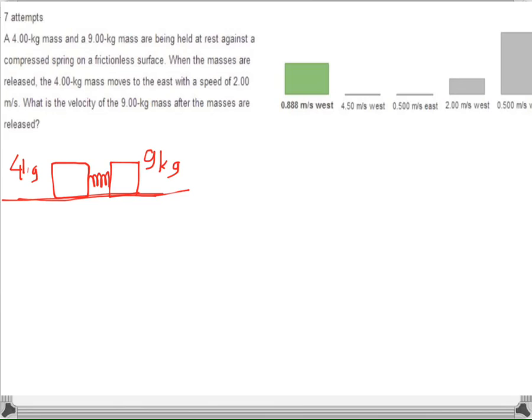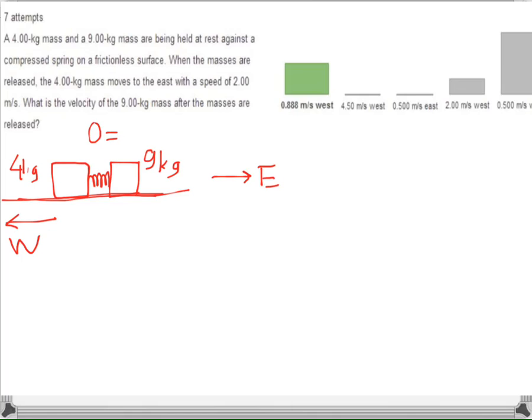So what you do is, it's a one-dimensional momentum problem. Initial momentum is 0 because both objects are at rest. And the final momentum, one object is going east. Let this direction be east and this direction be west. Okay? Or positive x direction, negative x direction. So we take the direction in the east as positive and the direction in the west as negative.